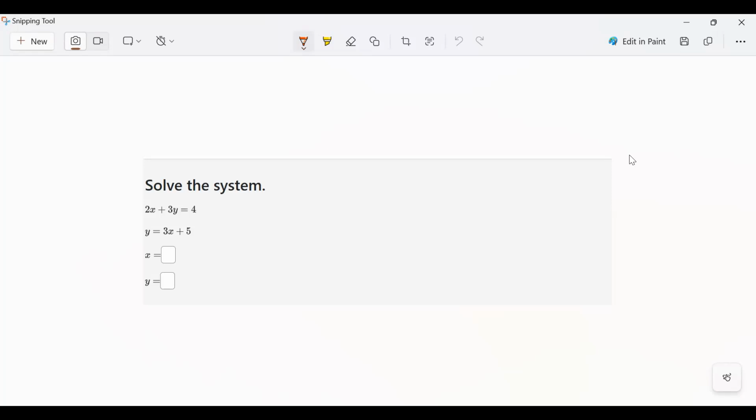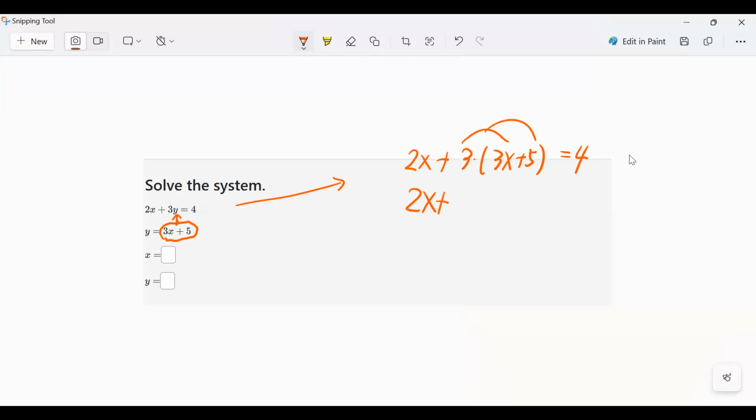Okay, let's go to the solution. So in the second equation, y is already by itself. So just replace the y with 3x plus 5 in the first equation. Now 2x plus 3 times (3x plus 5). We distribute: 2x plus 9x plus 15 equal to 4. Now 2x plus 9x is 11x, plus 15 equal to 4.